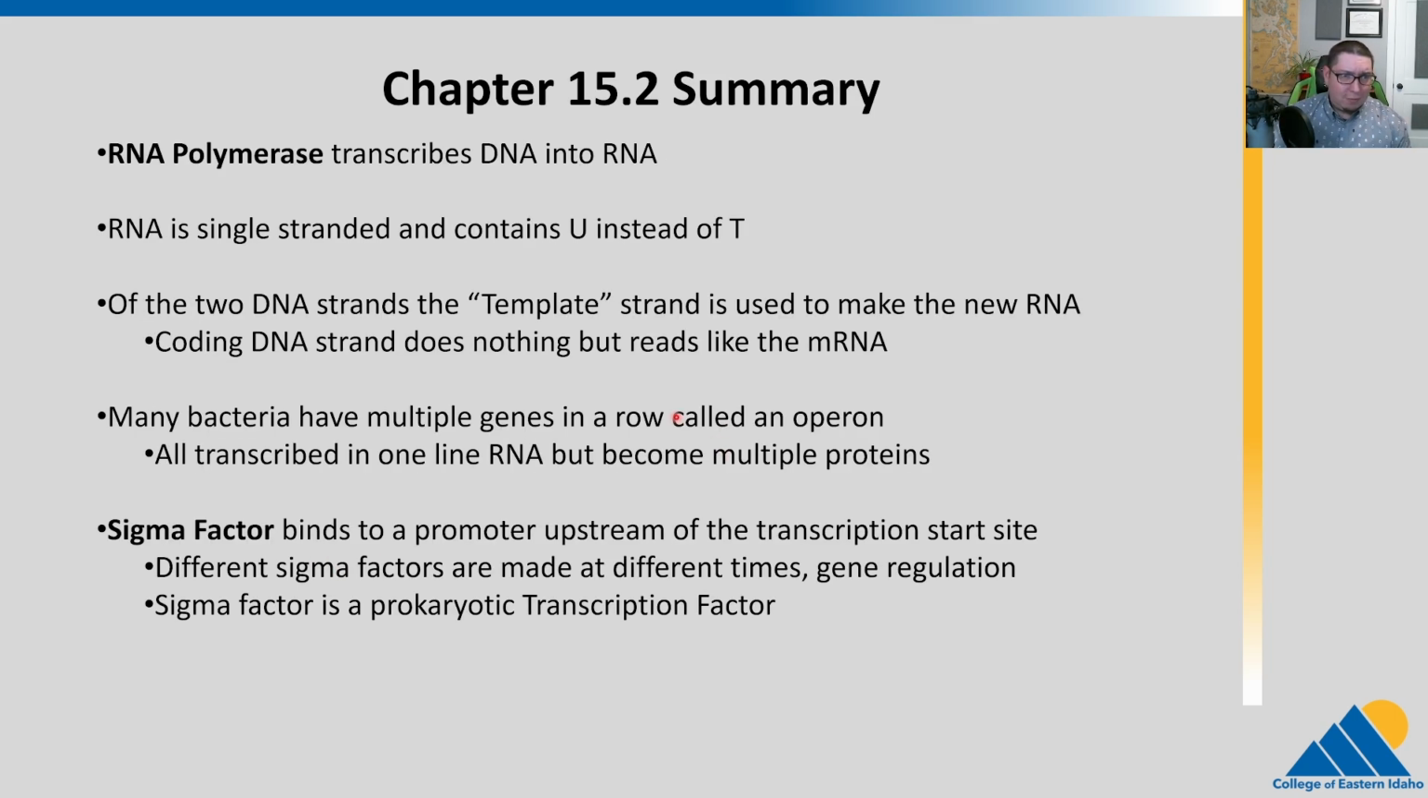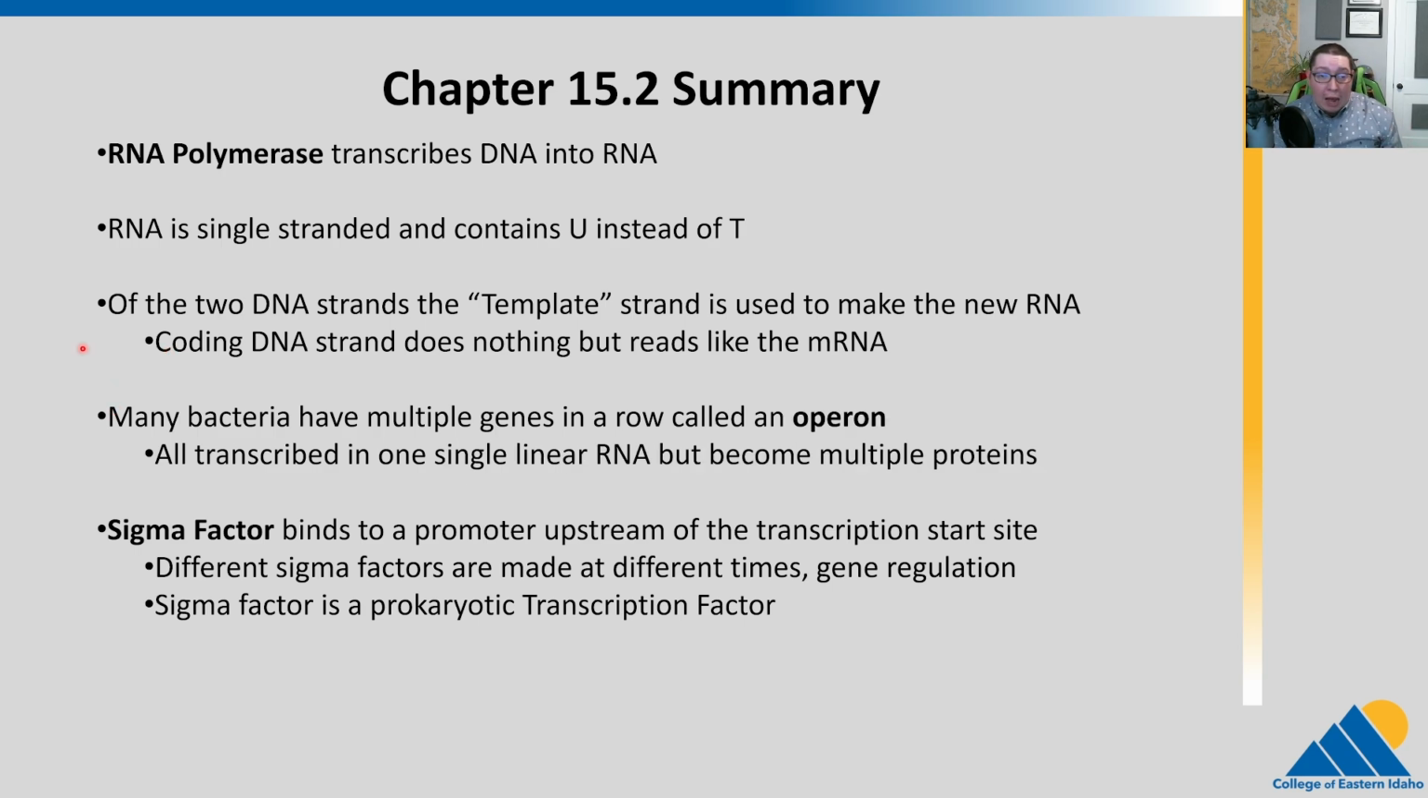All right, so that's transcription in prokaryotes. RNA polymerase is the enzyme that transcribes DNA into RNA. RNA is single-stranded. It contains U instead of T. That's sugar ribose in there as well. Of the two DNA strands, we have one that is the template. That is the strand that is used to make the new RNA. The coding strand is the other DNA strand. It doesn't do anything. It just sits there. But when you look at it, it will read the same as the mRNA that's getting made. That's why we call it the coding strand.